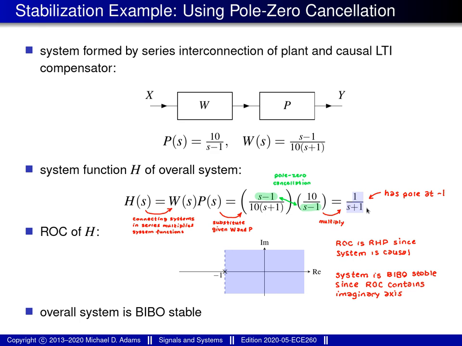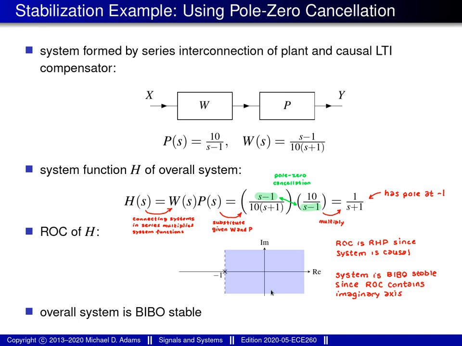In other words, the system function h has a single pole at -1, which corresponds to this pole here shown in the diagram. And the region of convergence of the system function must be to the right of this pole because the system is causal, therefore it must have a right half-plane region of convergence. And then lastly, because this region of convergence includes the imaginary axis, the system is stable.